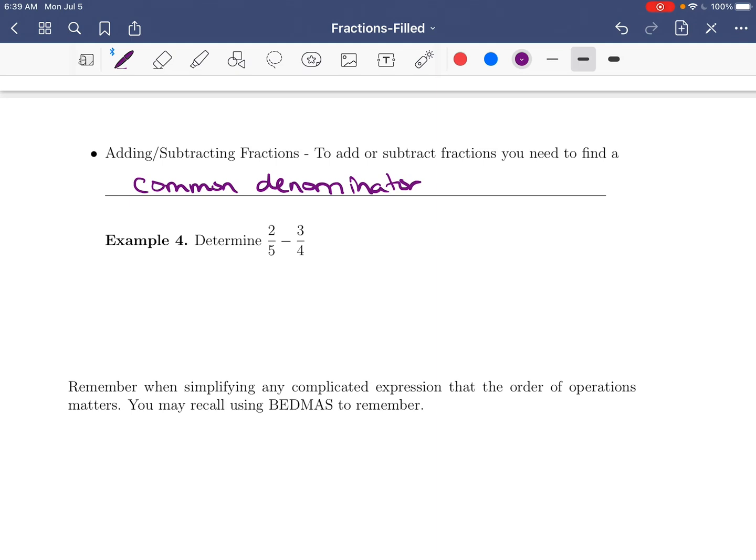You need to find a common denominator, and then you add or subtract the tops, and the bottom stays the same.